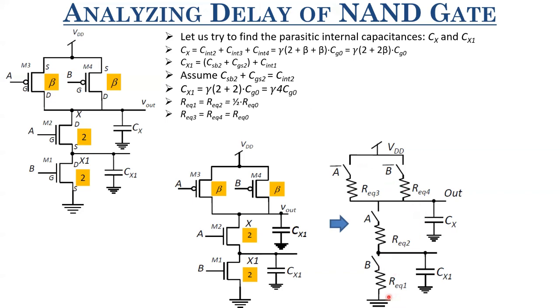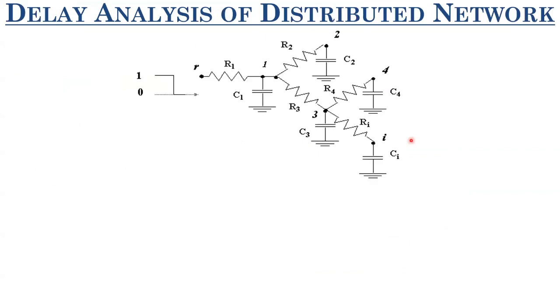Because we have R equivalent 1, R equivalent 2, and we have CX, CX1. So we have two capacitors here. This looks somewhat like a ladder network. But in order to do first-hand calculation of delay of such ladder networks, we shall first study how exactly we can find the delay of a distributed network. So let's say this is a distributed network.